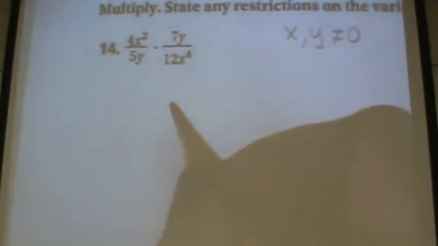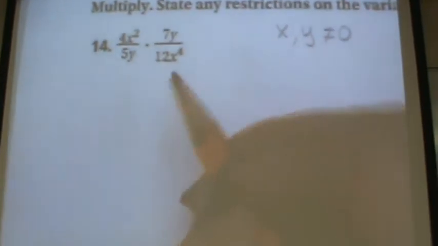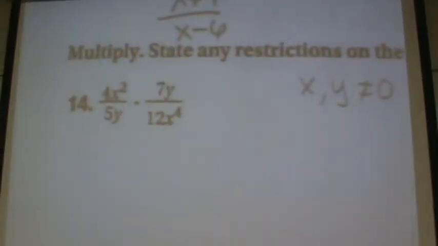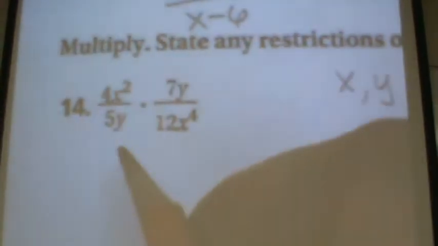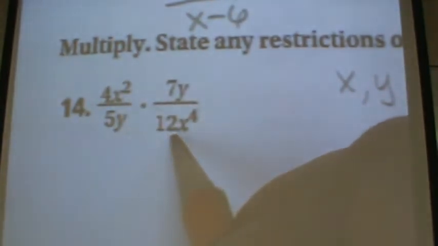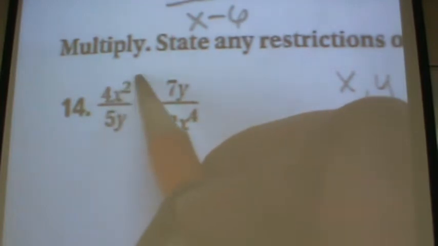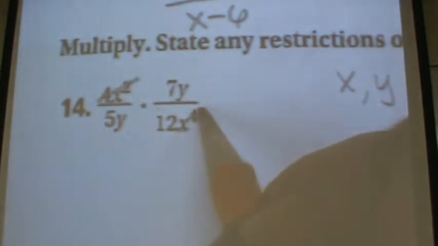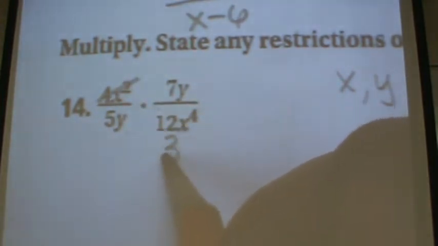Now how do you cancel this? What goes out? Take out a what? 4x. 4x squared divided by 4x, and what do you get here? 3x to the second. 3x squared.